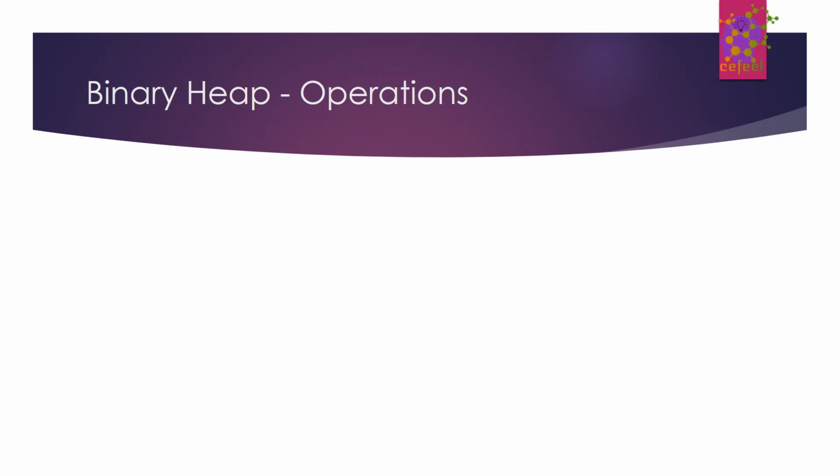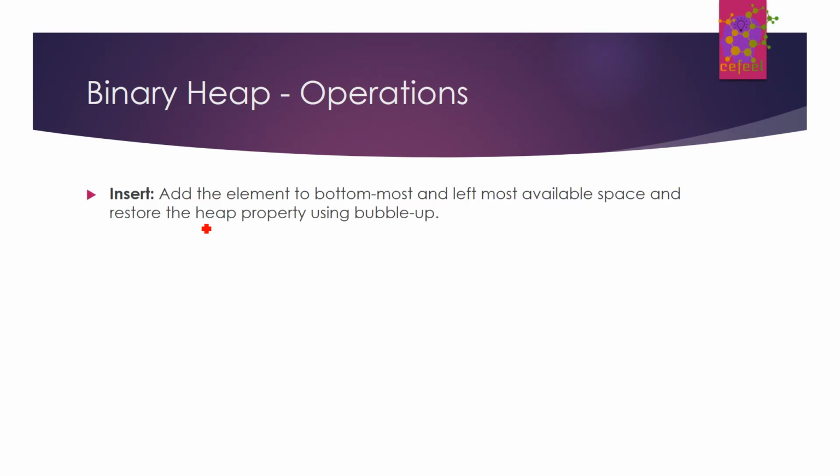Alright, now let's jump on to various operations that we can have on the binary heap data structure. The first important operation is adding, or inserting, a new element to the heap. The simplest strategy here is to just add the element to the next available space, which means the bottommost and leftmost space available. Once we add the element, because its value can be anything, it can destroy the heap property.